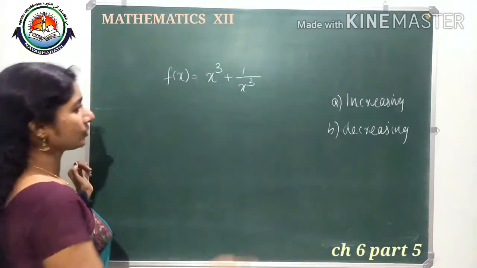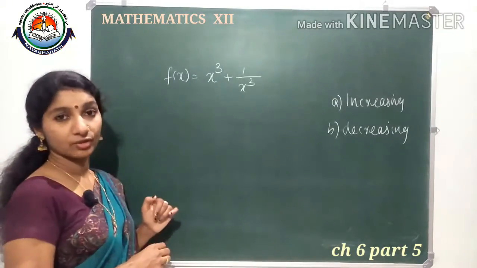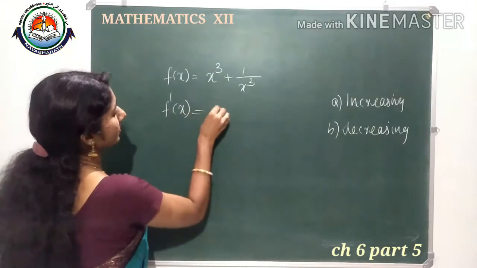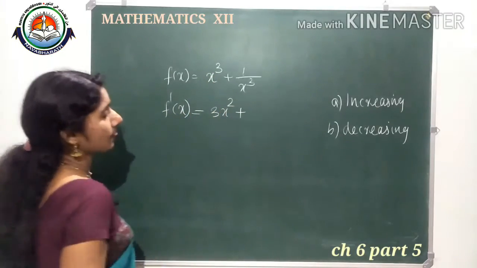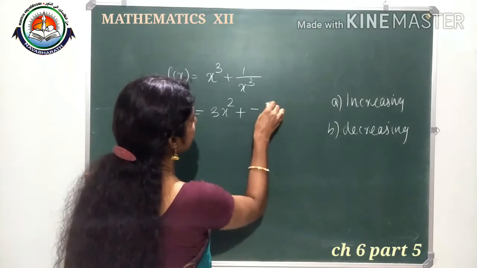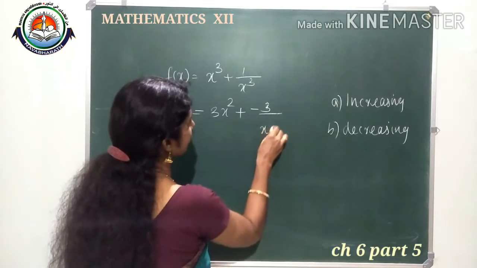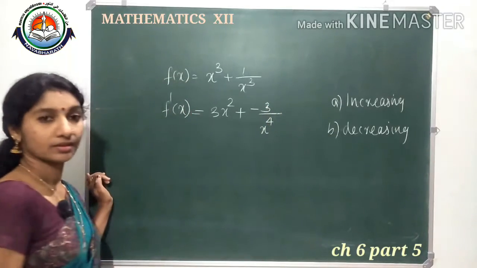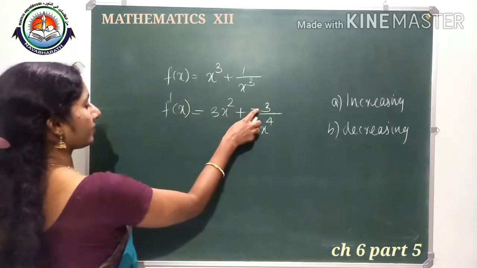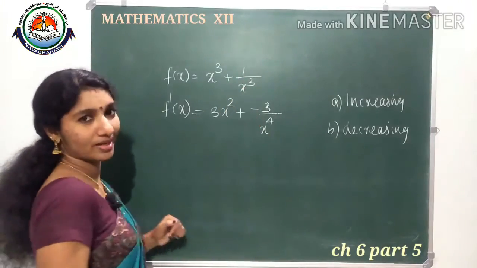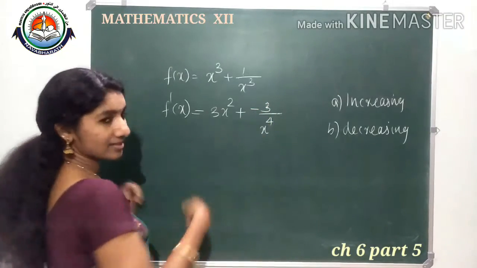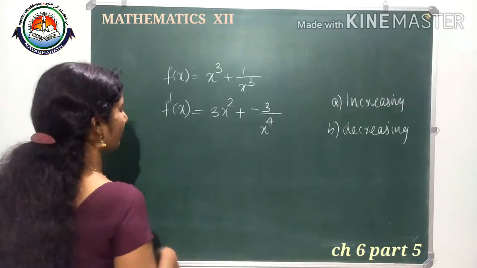Okay. So, for finding increasing or decreasing we need to find the first derivative, f dash of x equal to x cube derivative 3x square plus 1 by x cube derivative minus 3 by x raised to 4. Okay. Then how we got this one, x raised to minus 3. So, minus 3 into x raised to minus 4, we wrote it as x raised to 4 in below.